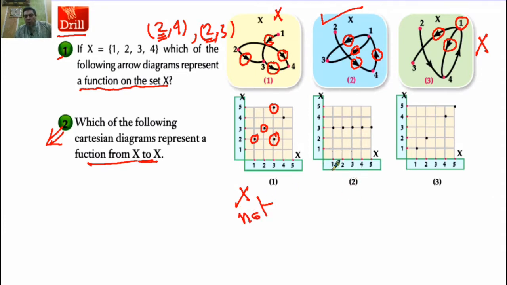Relation number 2: 1 appears 1 time, 2 appears 1 time, 3 appears 1 time, 4 appears 1 time, 5 appears 1 time. This relation is a function.